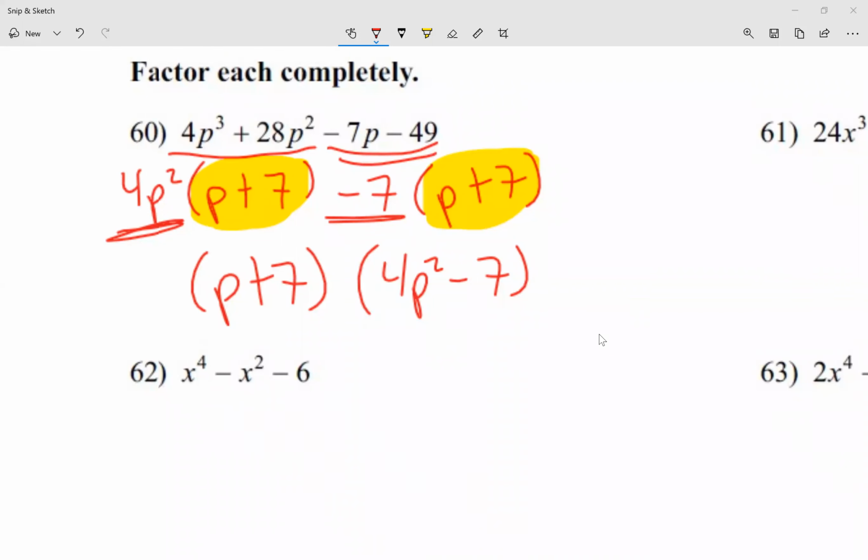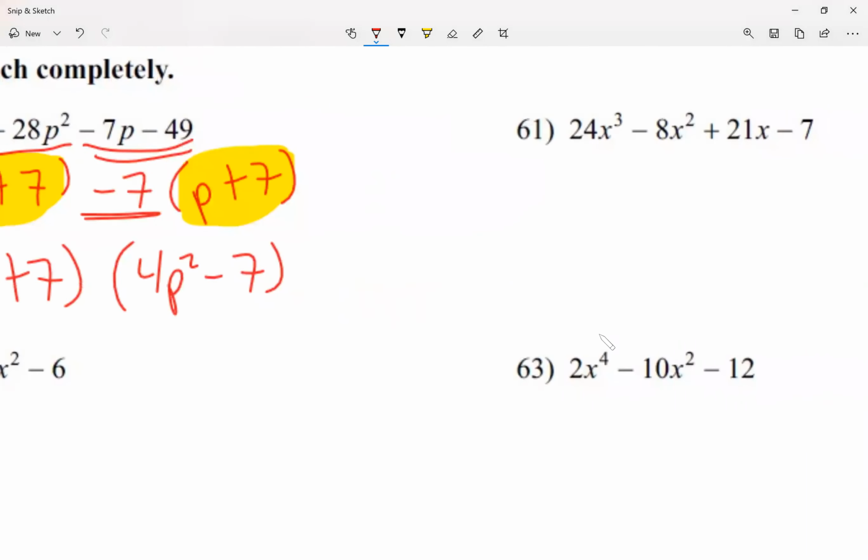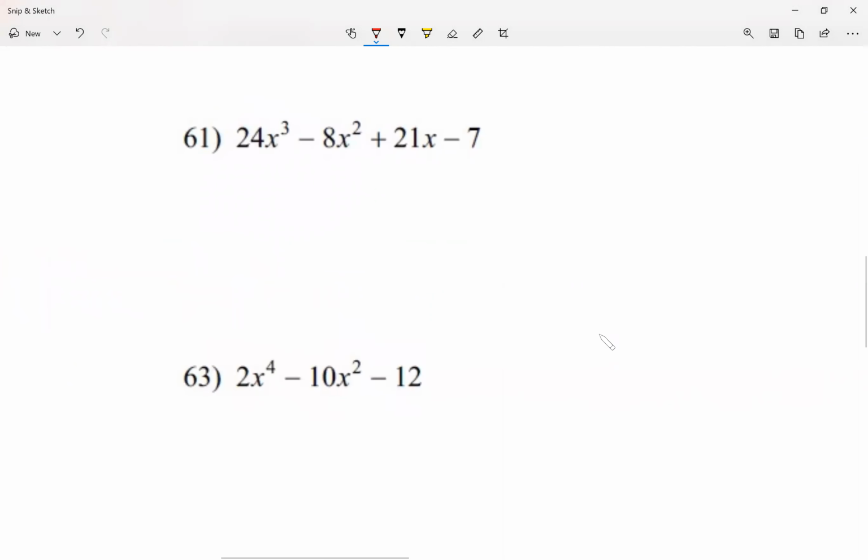All right, let's move on to question number 61. By the way, I'm working up until 71 today. So question number 61. Again, because there's 4 terms, I'm going to look at the first 2 terms only. Number-wise, 24 and 8, I can divide each by 8. Letter-wise, I'm going to factor an x squared out. Right, I go by the smallest exponent. So that's going to give me 3x minus 1. Notice how each number I divided by 8. Letter-wise, I removed 2 from each exponent.